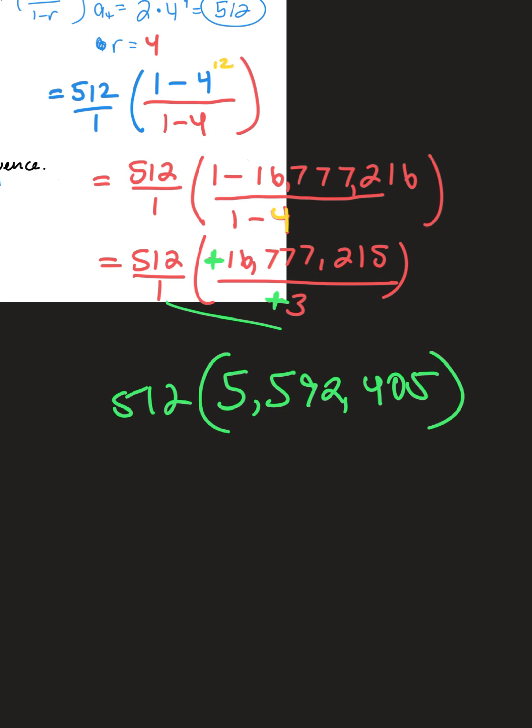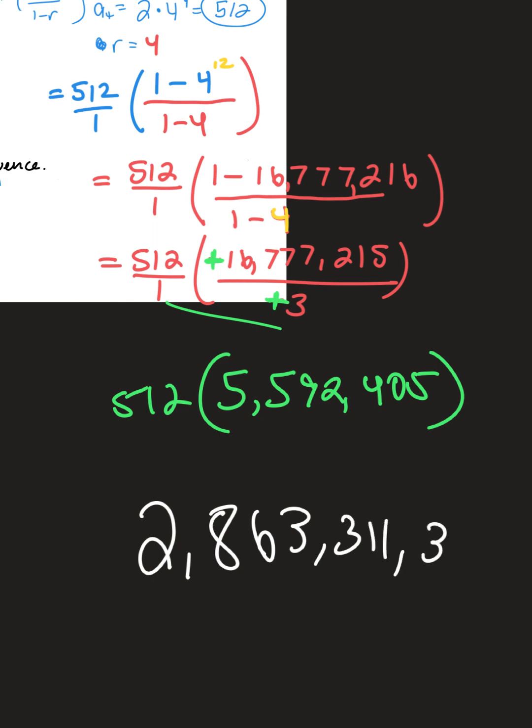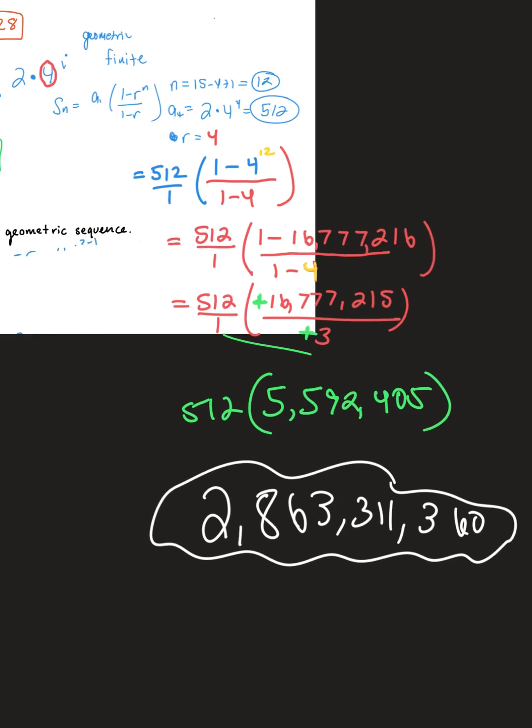512. This is 512. So when you multiply those two together, what do you guys get? 2,863,311,360. Okay. Ginormous number. But who cares?